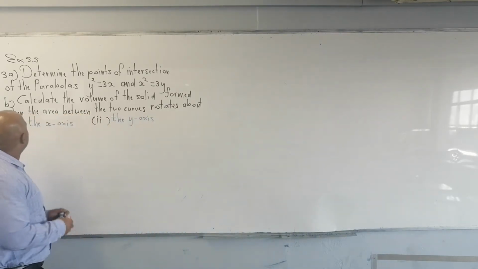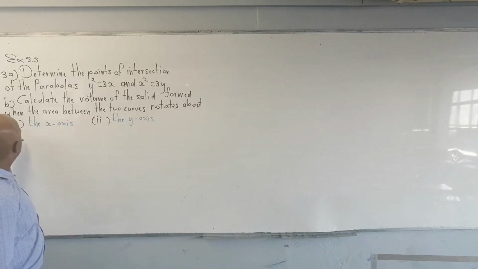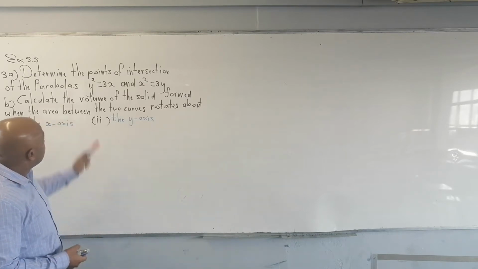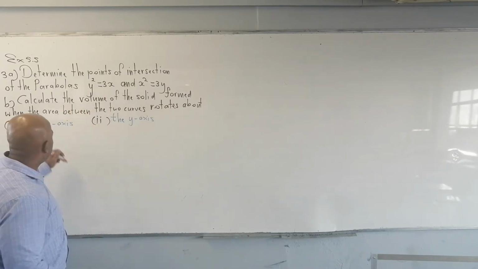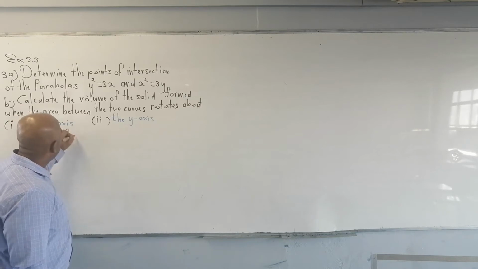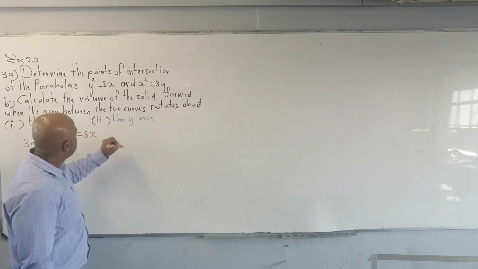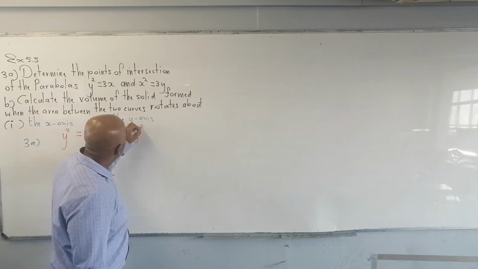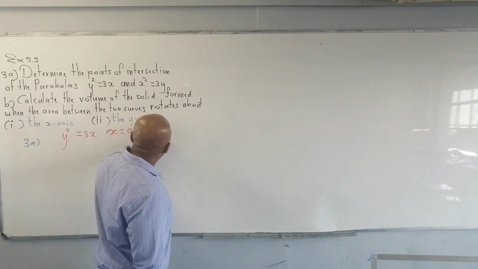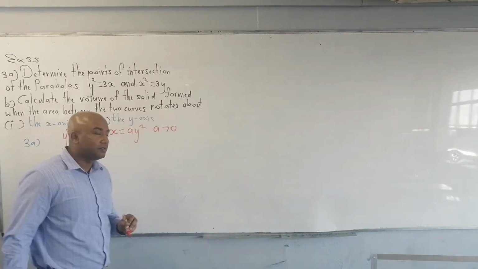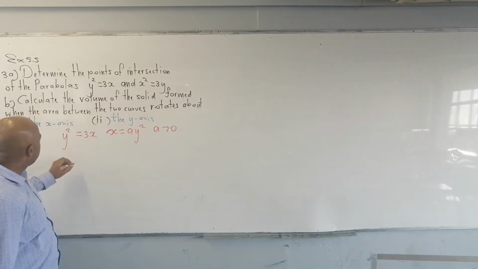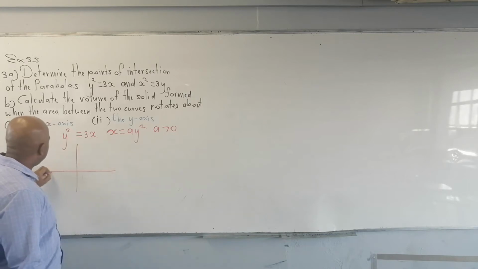Okay, now for 3a, we have y squared is equal to 3x. So y squared is equal to 3x. So we have x is equal to a y squared, where a is a positive number. And the next graph there, let's sketch this graph here first.